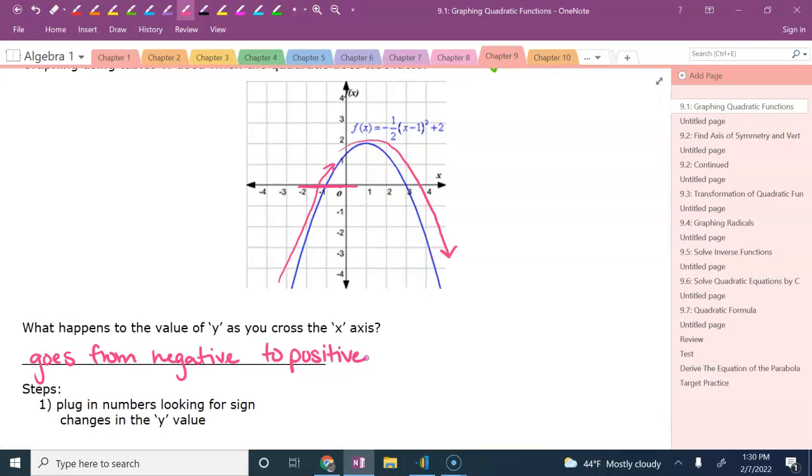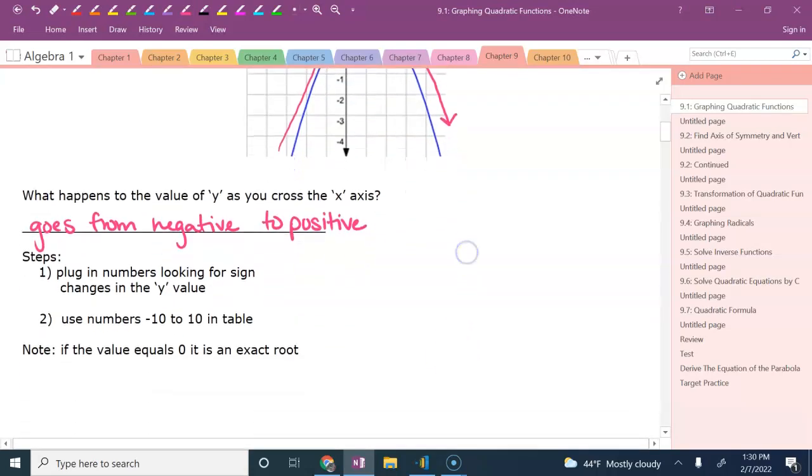So when you're graphing, the steps that you want to follow is to plug in numbers, looking for those sign changes in your y value. So you're going to be putting in numbers for your x, evaluating the function, and then looking at your table to figure out what is the y value doing? Where is it changing signs? At what points do we see that happening? And then we're going to talk about how to graph it by going from negative 10 to positive 10.